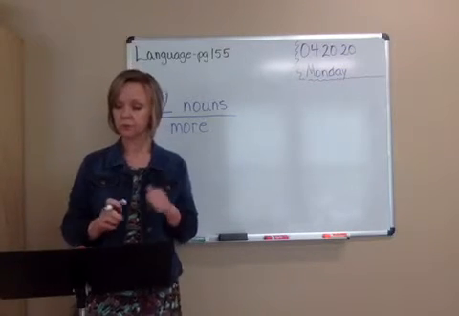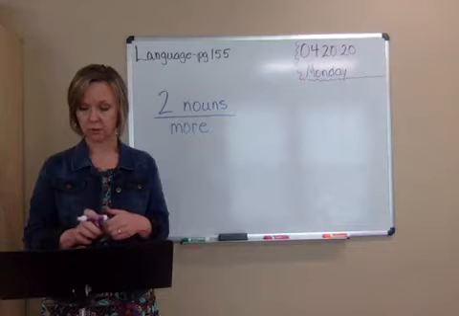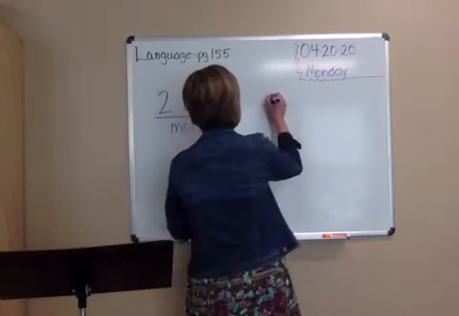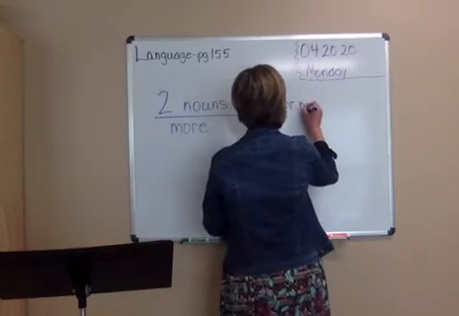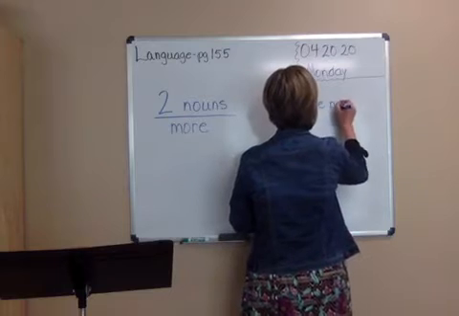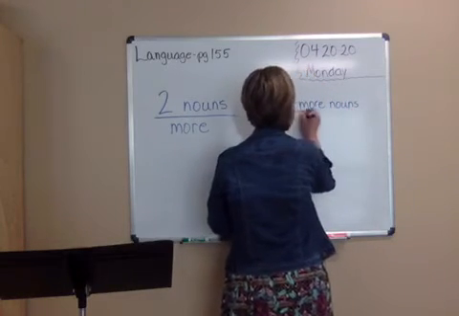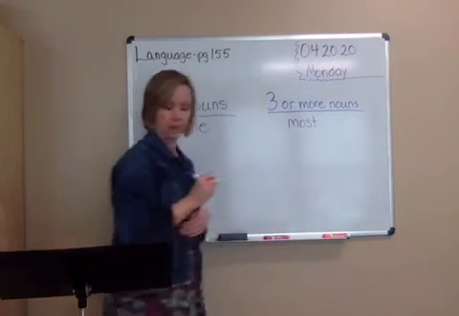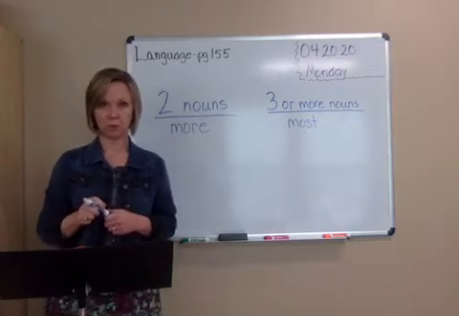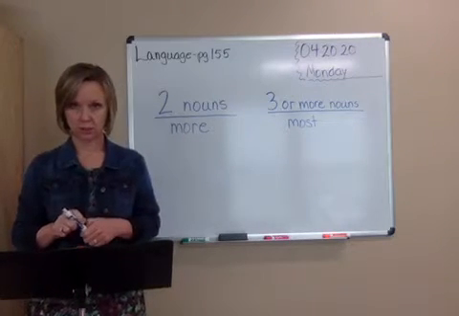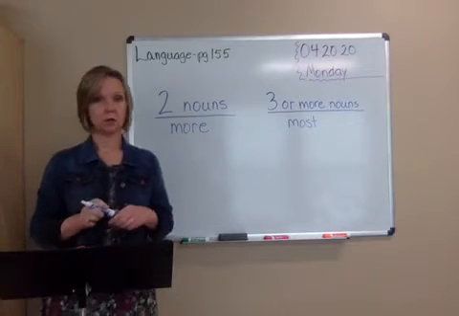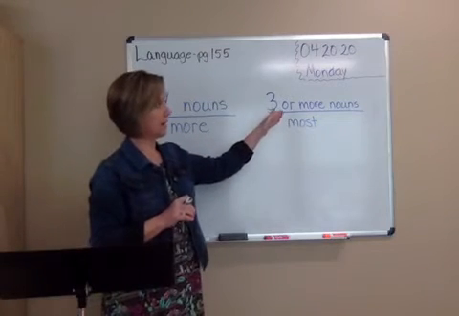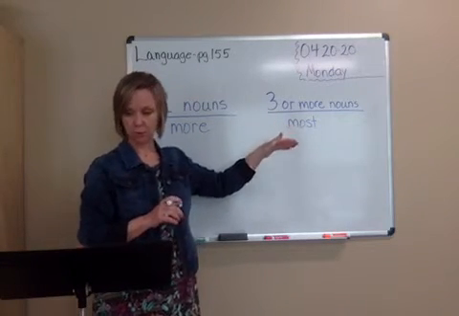Okay? Use the word most before a long adjective when comparing three or more nouns. So if we have three or more nouns, we want to use the word most. The example they give you there, most beautiful or most important. So for two nouns, more. Three or more nouns with a long adjective, most.